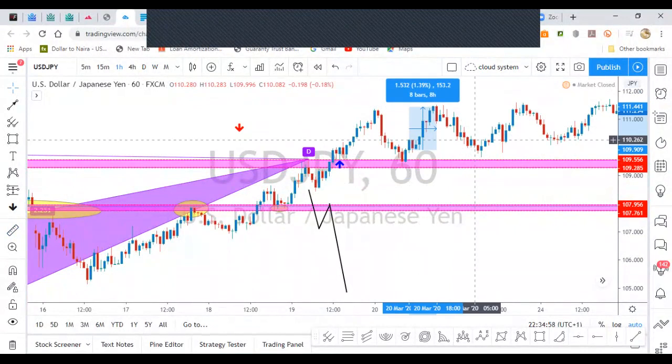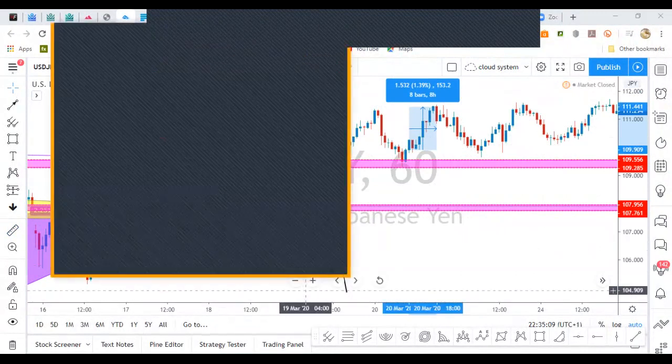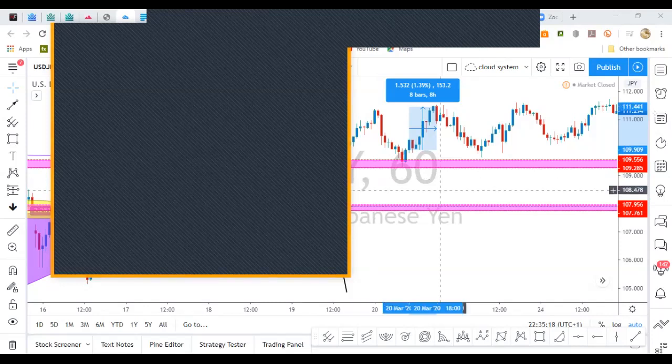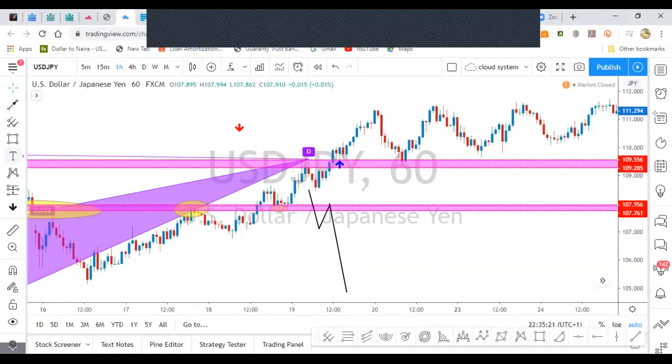153 pips from entry. Now, take note, we have caught the first one, about 130 pips, plus 153 pips. That's a total of 238 so far.